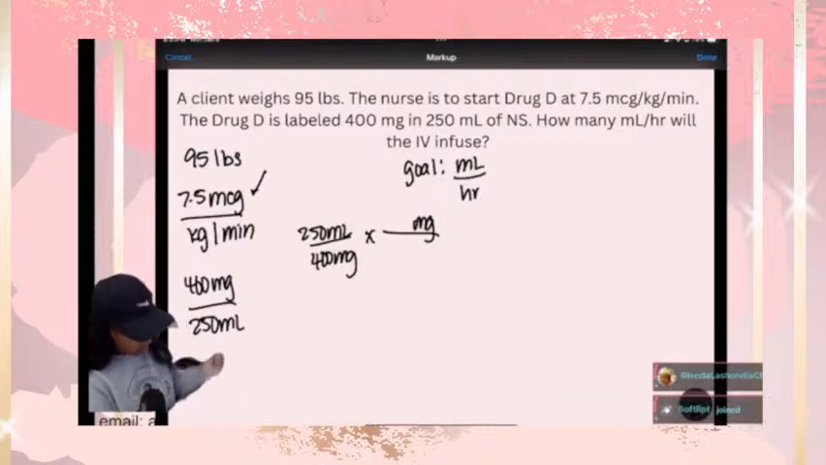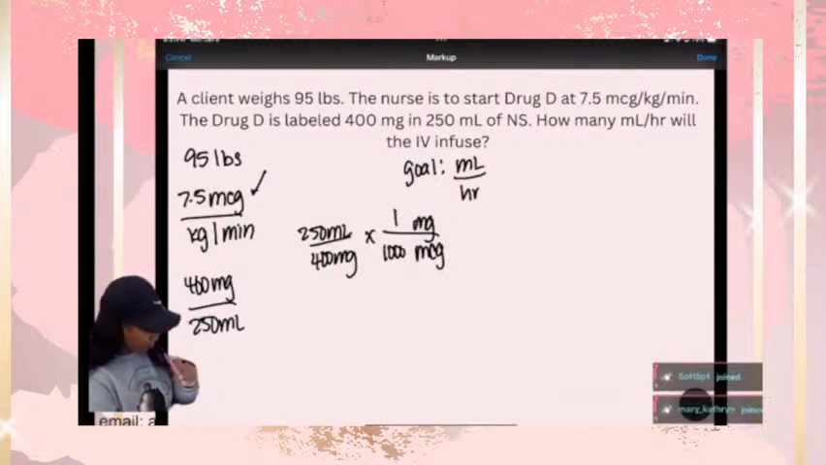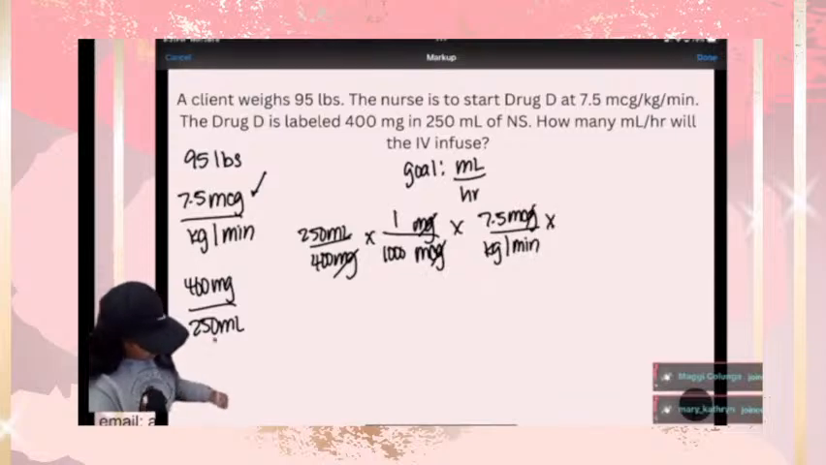But look here. Our order is in micrograms. So we're going to have to put our micrograms at the bottom. The biggest unit is the milligram. So it takes 1,000 small itty bitty micrograms to make 1 milligram, okay? So milligrams have crossed out. Now we got micrograms at the bottom. I can put my 7.5 micrograms at the top per kilogram per minute. So micrograms has crossed out.